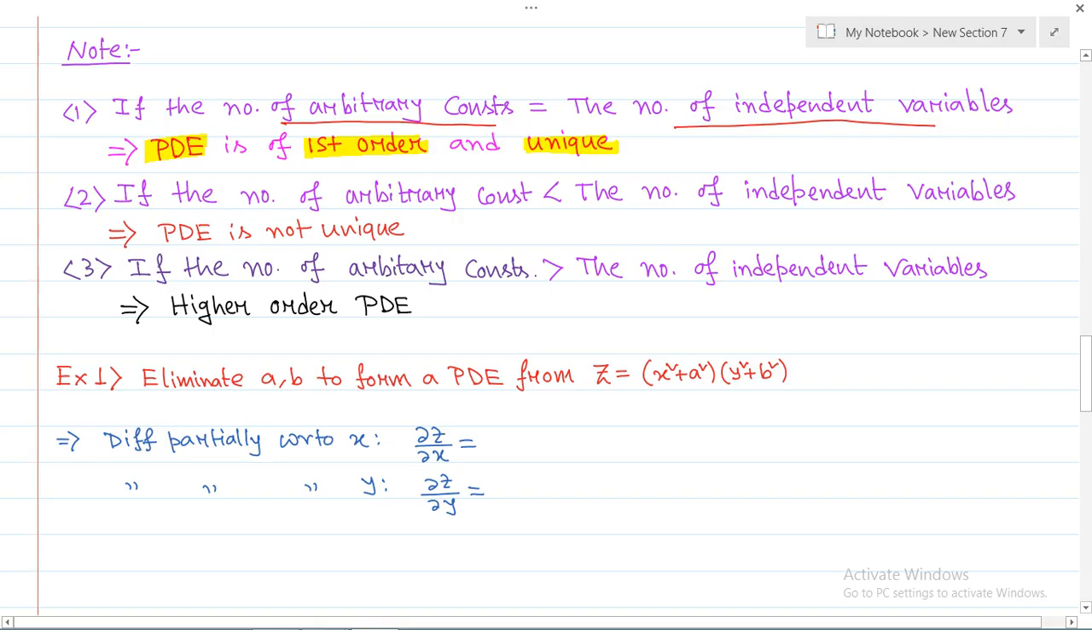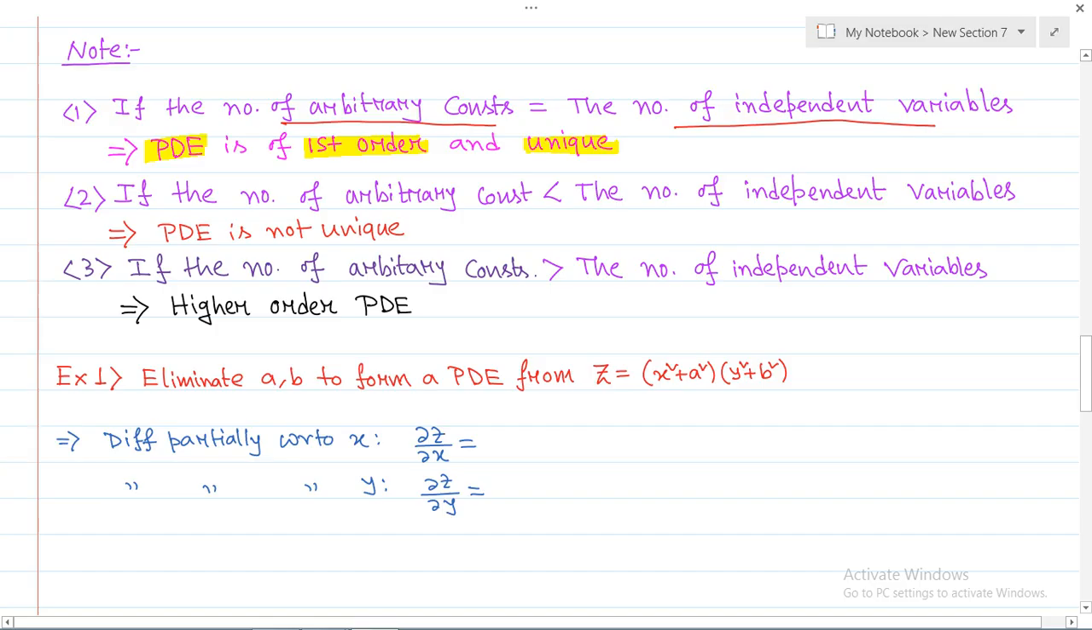That is, if we have x and y as the independent variables and a and b as arbitrary constants, number of arbitrary constants equal to number of independent variables, then the partial differential equation will be first order and it will be unique.